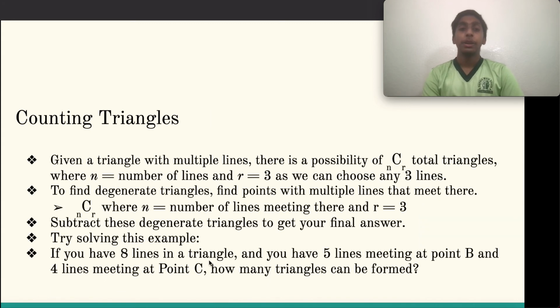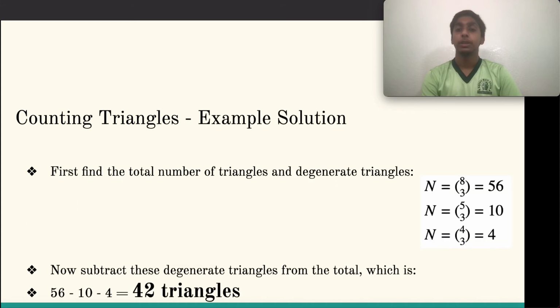I got all my values from the problem. The problem told us that we had 8 total lines, 5 lines at point B, and 4 lines at point C. Based on that, it was pretty simple to solve. We just needed to plug it into our formula.